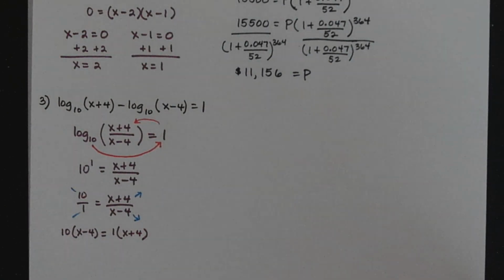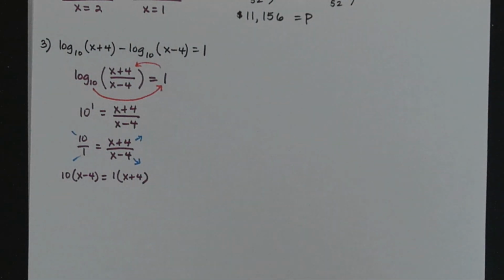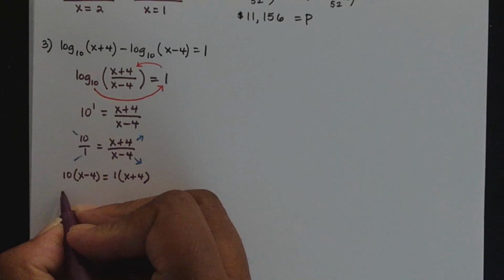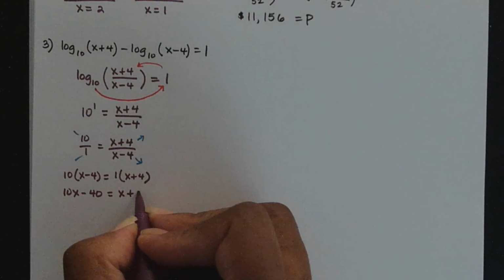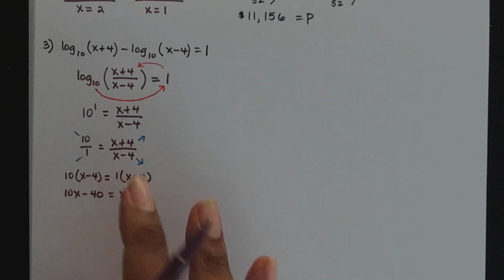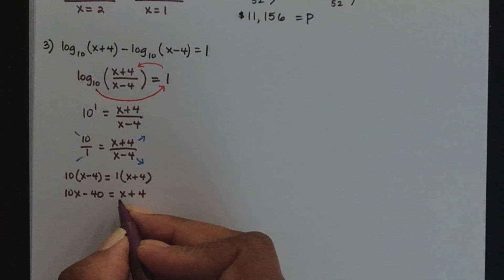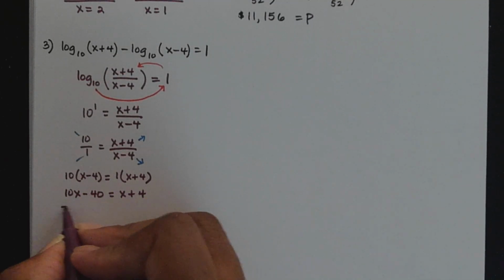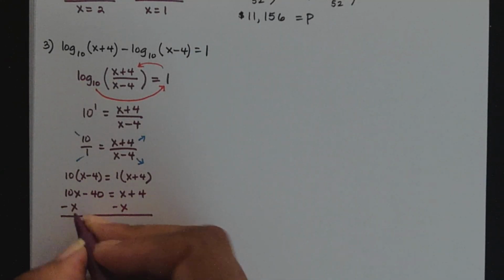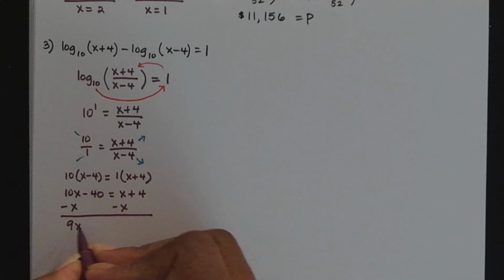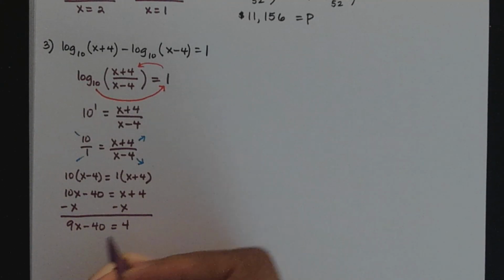And then distribute on both sides. If I distribute the 10 over the x minus 4, what would I get? 10x minus 40. And of course, 1 times x plus 4 will be x plus 4. Let's see here. I need to get variables on one side and the constant term on the other side. Let me move that x over to where that 10x is by subtracting x. So 10x minus 1x will be 9x minus 40 is equal to 4.